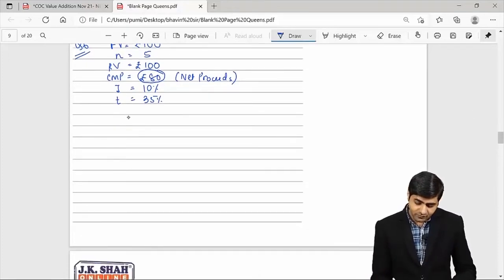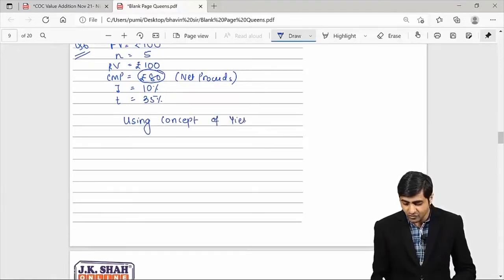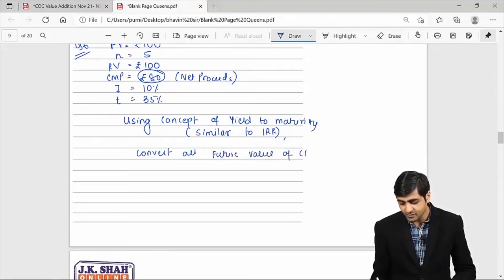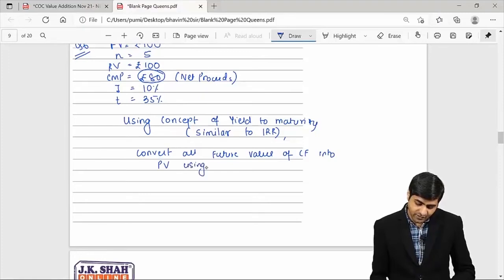So, using the concept of yield to maturity, in bracket you can write down similar to IRR, convert all future value of cash flows into present value using trial and error method.